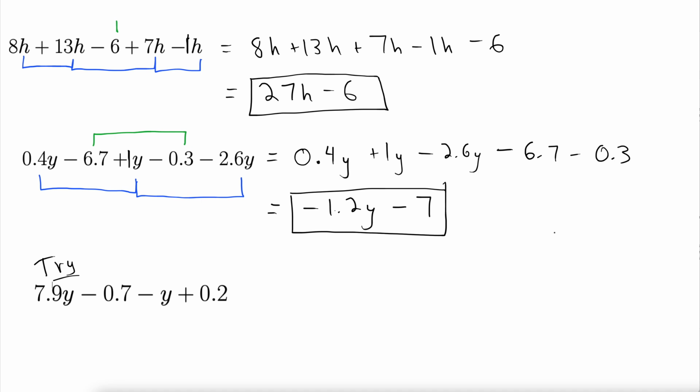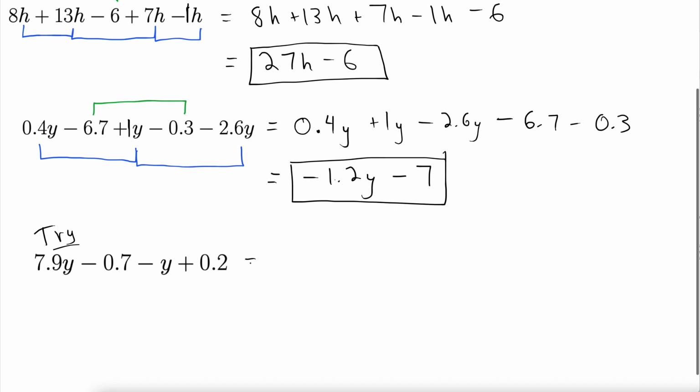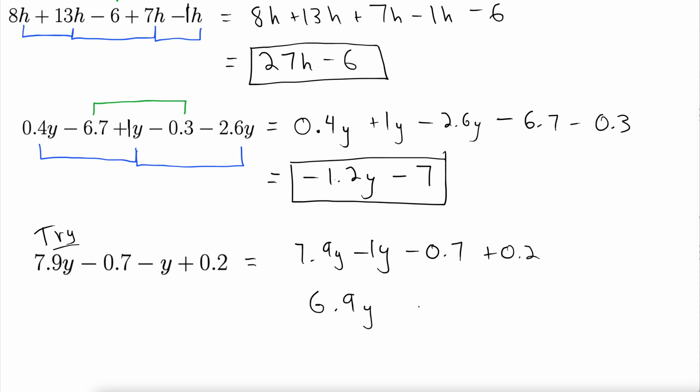Okay, let's do it together. We have 7.9y minus y, remember there's a 1 hanging out in front of that, minus 0.7 plus 0.2. That gives 6.9y minus 0.5. There we go. Hopefully that's what you got. If not, try it again, see where you went wrong, and should be okay next time.